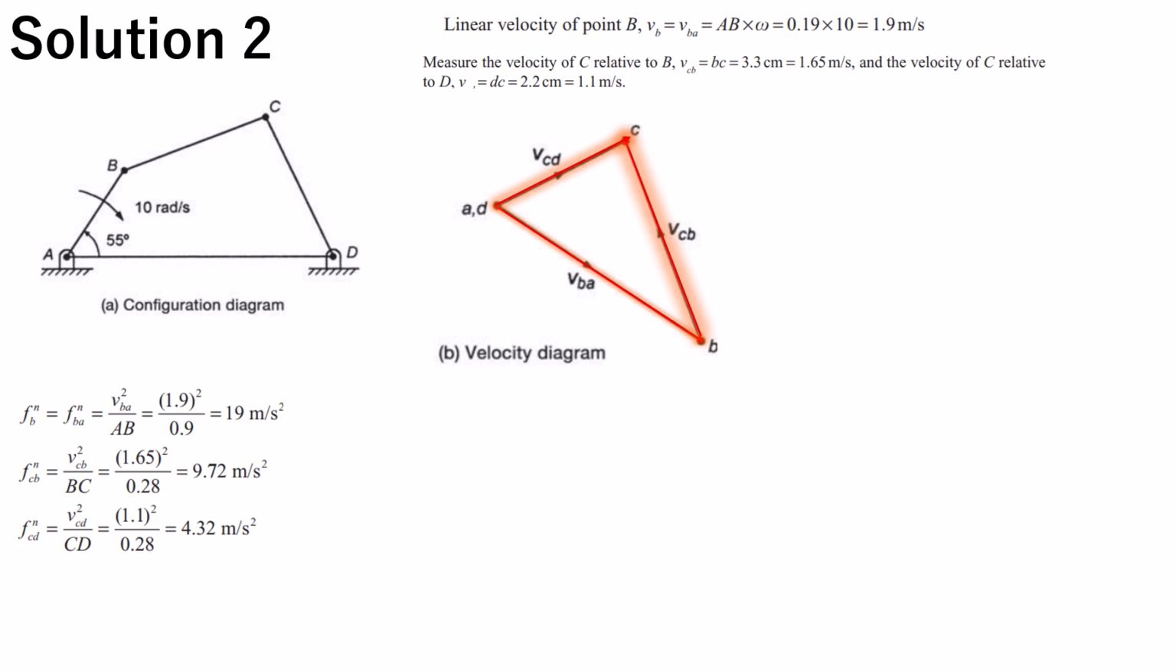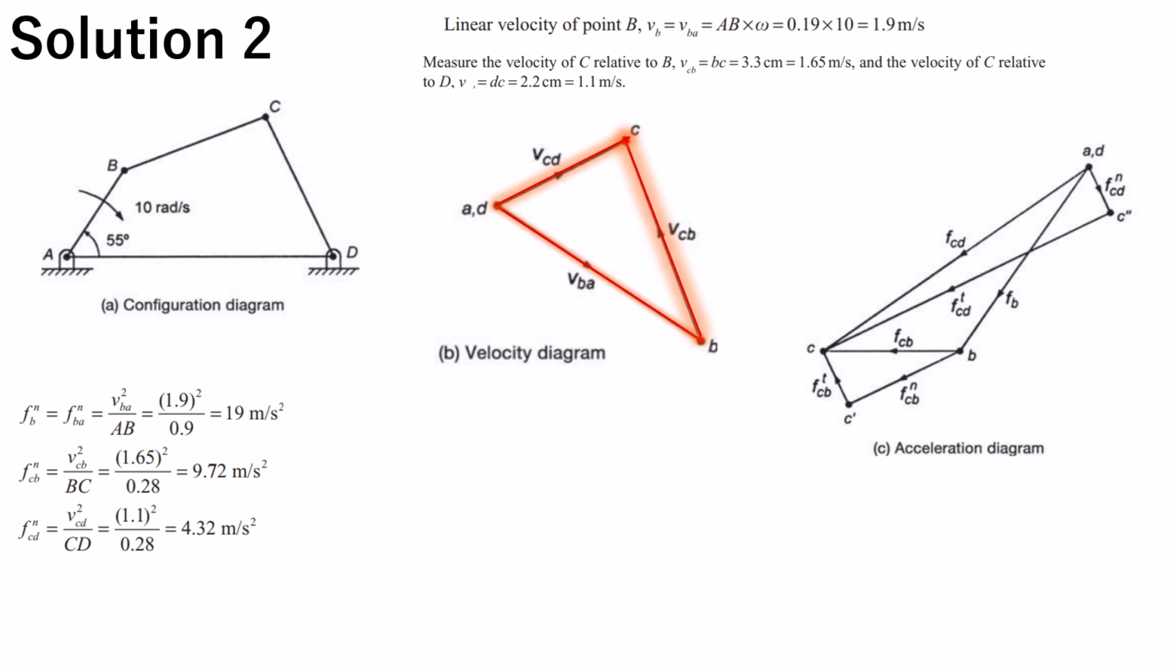So again, using a suitable scale, we are going to sketch the acceleration diagram, which I'm going to explain. First of all, from the fixed points A and D, we are going to draw the radial acceleration of B with respect to A as shown. This vector is parallel to the link BA, and the magnitude is 19 meters per second squared.